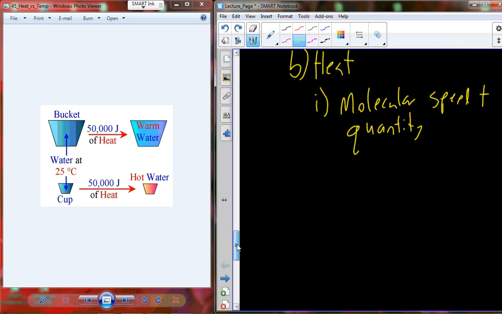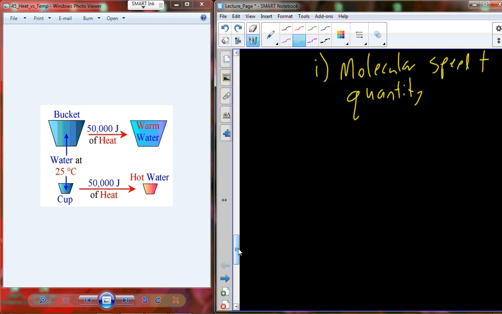All right, so I want you to work with me here. I'm going to give you 5 molecules here, and I'm going to give you 5 molecules here. The temperature, what is temperature? Average molecular speed. So let's say these molecules are moving around fast. So it's bouncing all over the place. And they're moving over here slow. The molecules are moving slow here, the molecules are moving fast here. Which has the higher temperature?